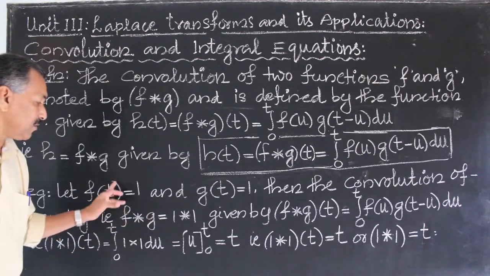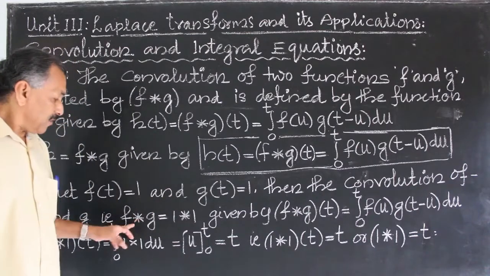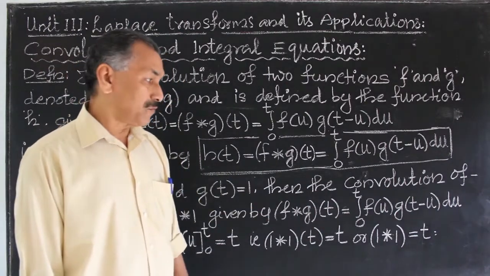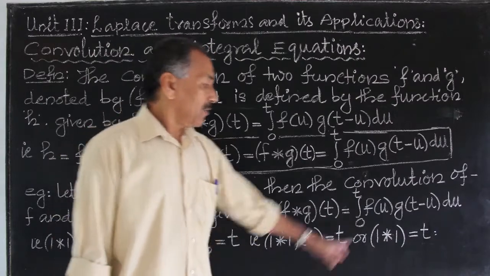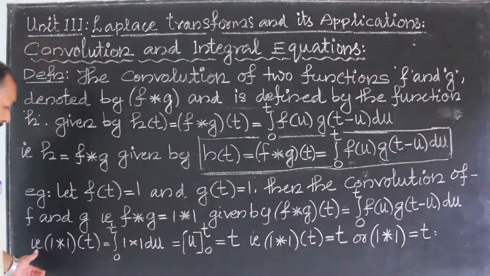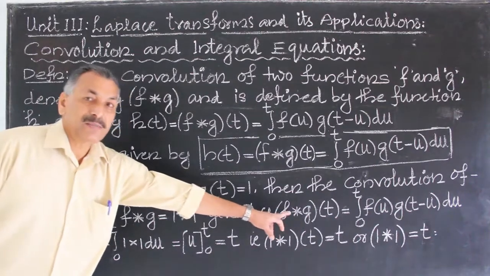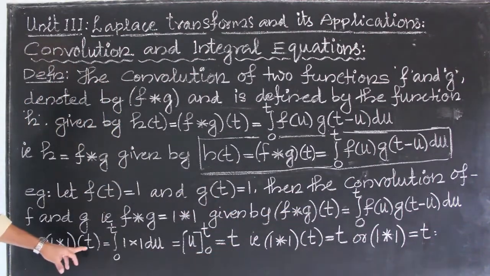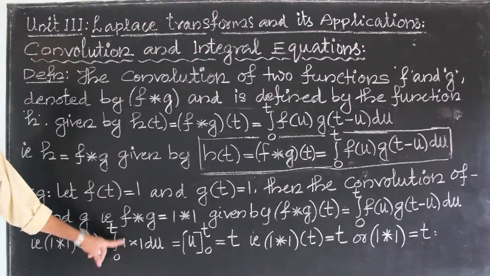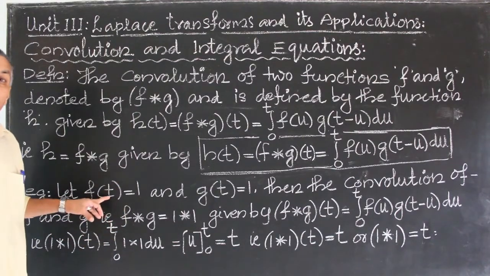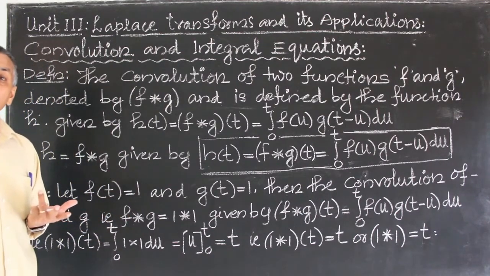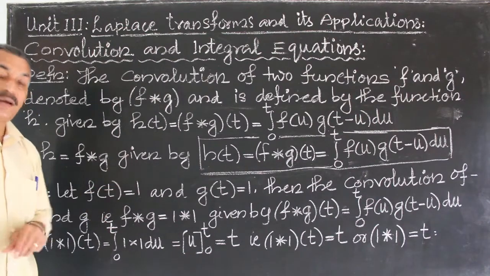f star g means f with the value 1 and g with the value 1, that is, 1 star 1. It is given by f star g of t, that is 1 star 1 of t, equal to integral from 0 to t of f of u g of t minus u du. For any value of t, the function value is 1, that is f of t equal to 1, and f of u is equal to 1.